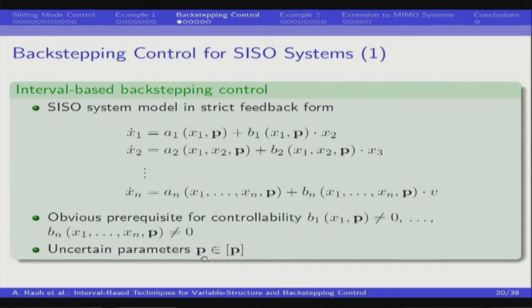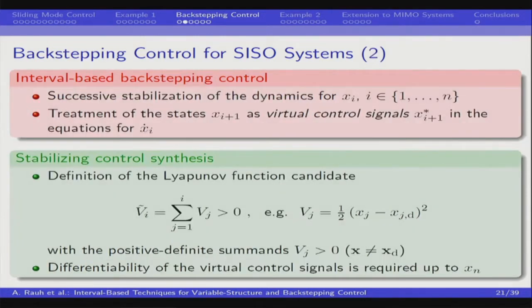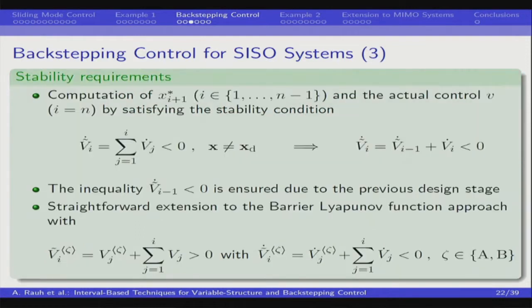Now what you can do is, for each of these differential equations, you can specify as before a Lyapunov function candidate. And this Lyapunov function candidate takes into account deviations between the jth system state and its corresponding desired trajectory. One option is to design these Lyapunov function candidates by these quadratic expressions. Then it's easy to calculate the corresponding time derivatives, and these time derivatives have again to be strictly negative.